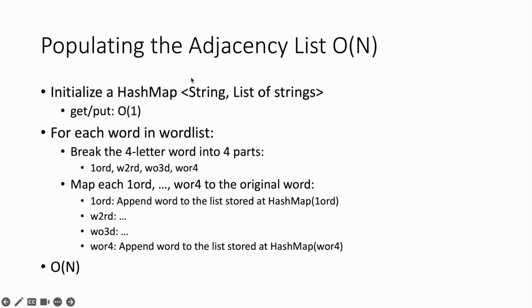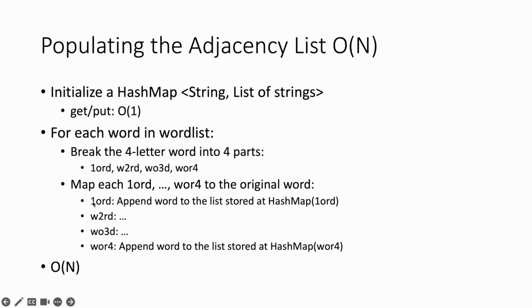The second method for populating our adjacency list works in O of n time. To begin, we initialize a hash map that maps words to a list of words. We'll be taking advantage of the fact that get input is typically constant for hash maps. The first step is for each word, we're going to break them into four parts, where the first letter is replaced with a 1, second letter replaced with a 2, third letter replaced with a 3, and so on. Then, using our hash map, we want to get the list by using each part as a key, and we want to append to that list our original word.